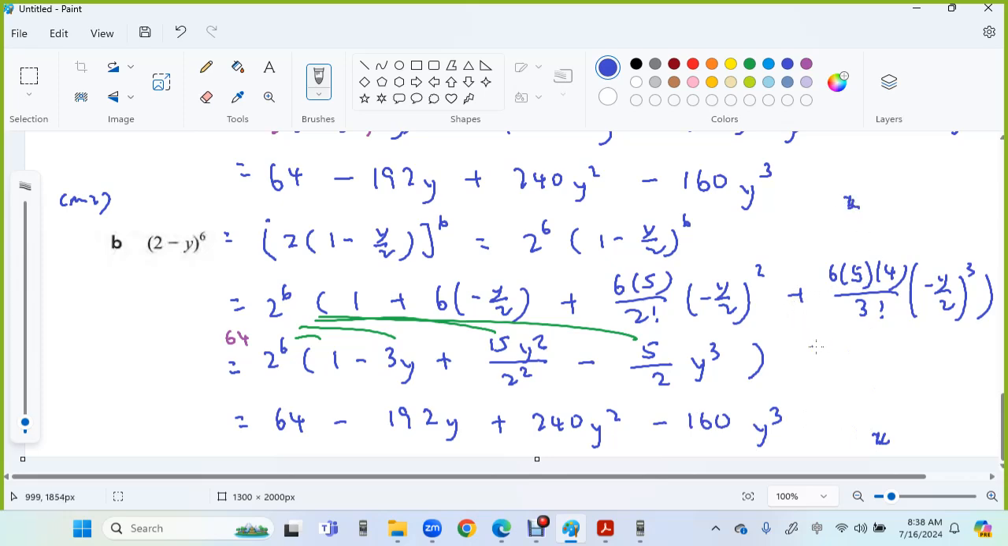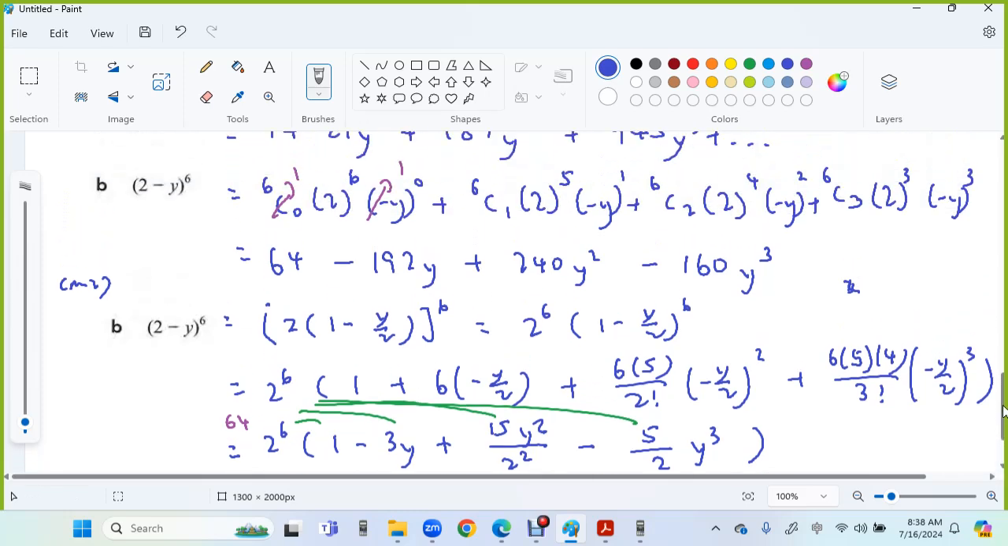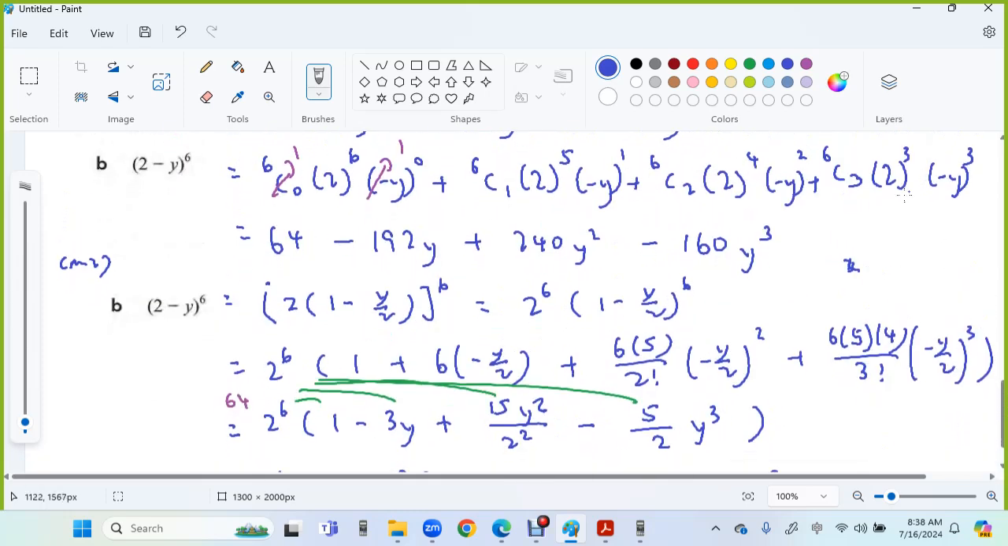But I don't do it this way. I will do the first way. For this one, part B, I will use the normal binomial. It will be far easier.